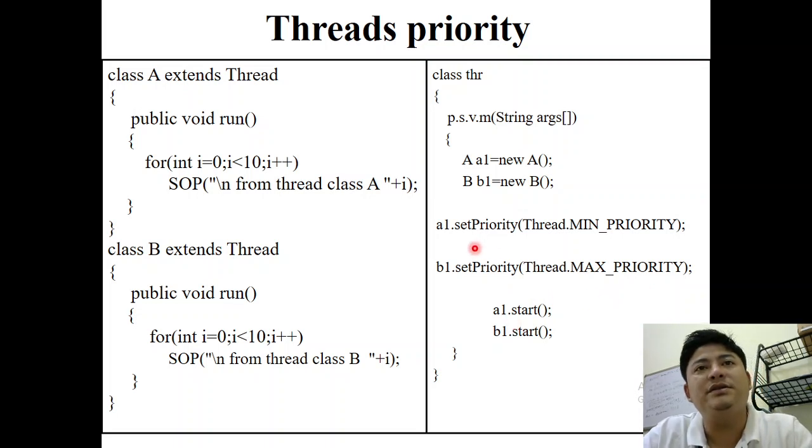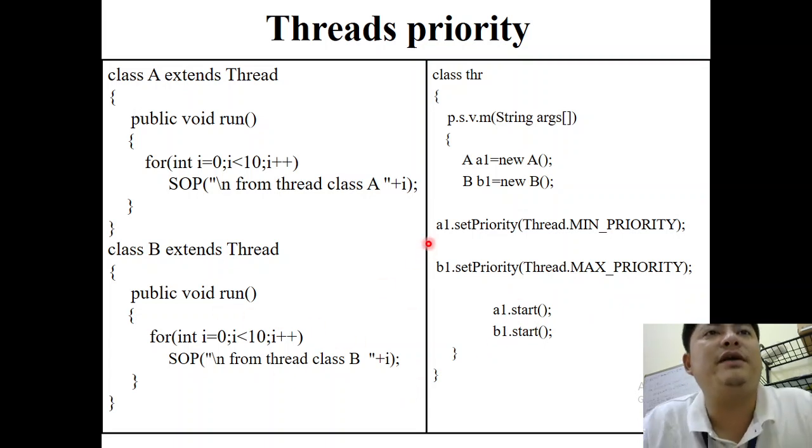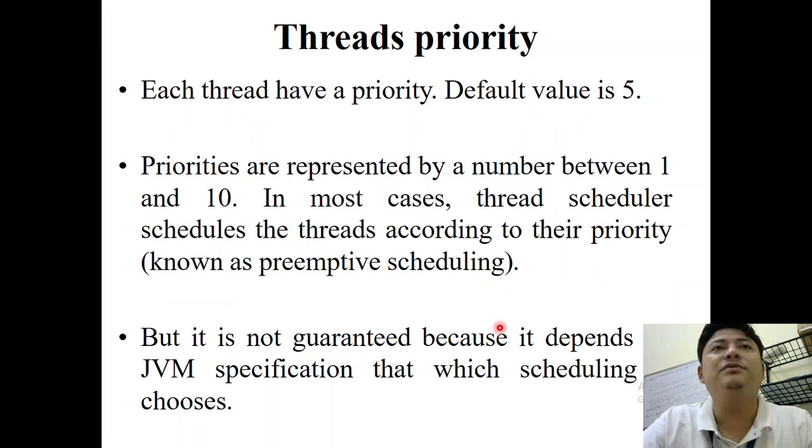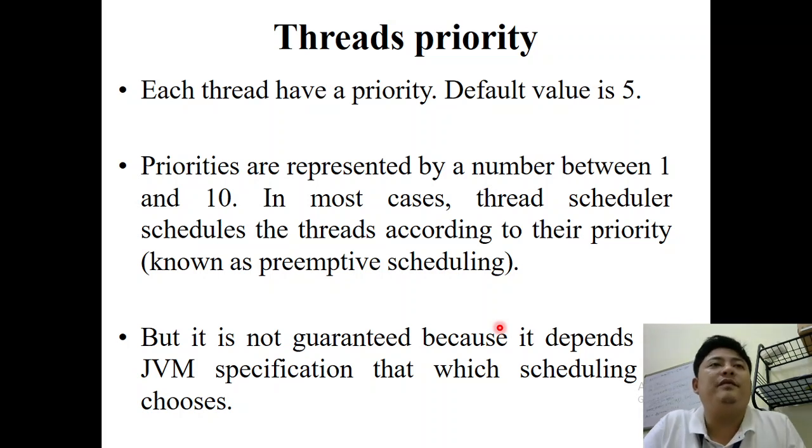So here in this case, the a1 thread has been set to minimum priority, so it will not get executed first. Before that, b1 will get executed because it has been set to max priority. So when you see the output, you will see the instructions of b1 first. Again, until you execute it, you will not be able to see the importance of these instructions.